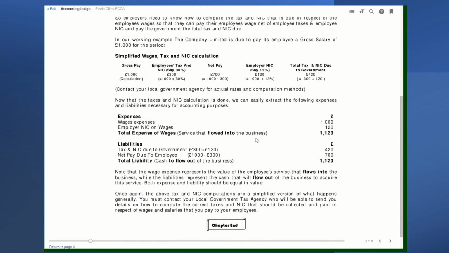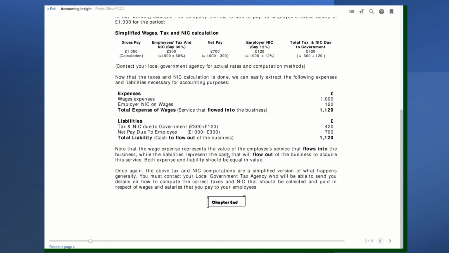Then the other side, so remember we're dealing with double entry, so what comes in, you must pay for. The other side is the liability. So you've got tax and national insurance due to the government, the £300 plus the 120, which is £420, and then the net cash to go to the employee, which is £700, i.e. 1,000 minus 300, and that would be a credit in your accounts, while the expenses would be a debit in your accounts.